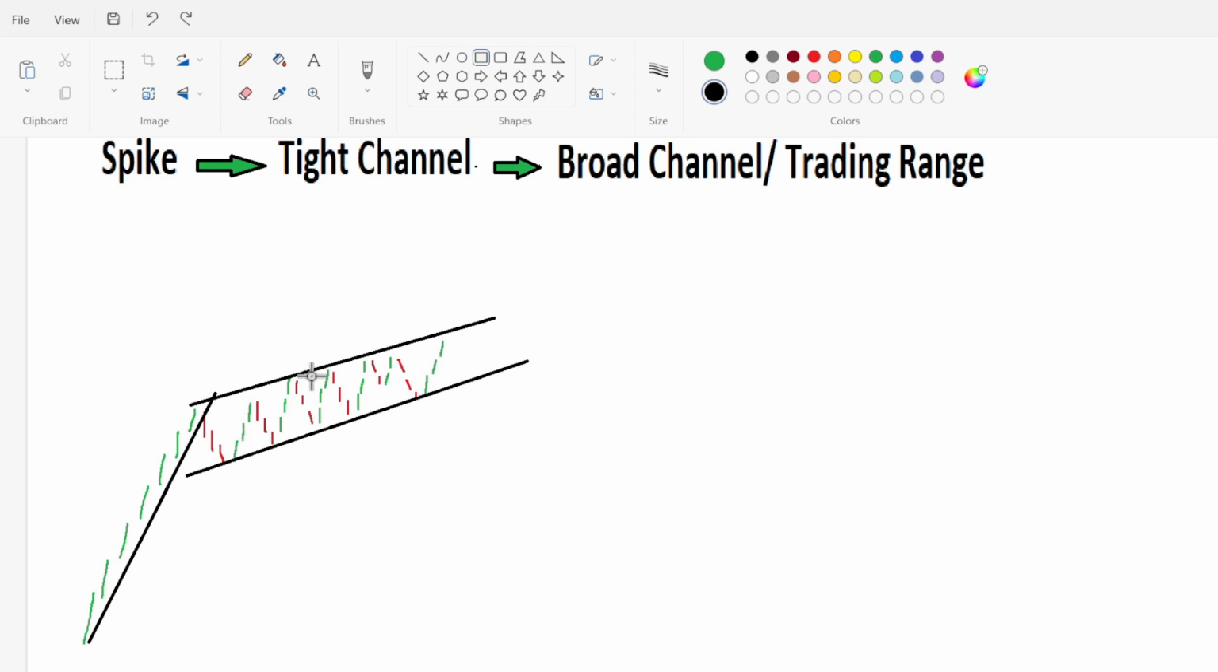Okay, so spike and channel. Okay? You know it's a channel about right here. You can make the channel trend line and the trend channel line. Then what happens is you get a transition into one of these two things, okay? It becomes a broad channel, okay? Or a trading range. Now let me show you what a broad channel looks like.